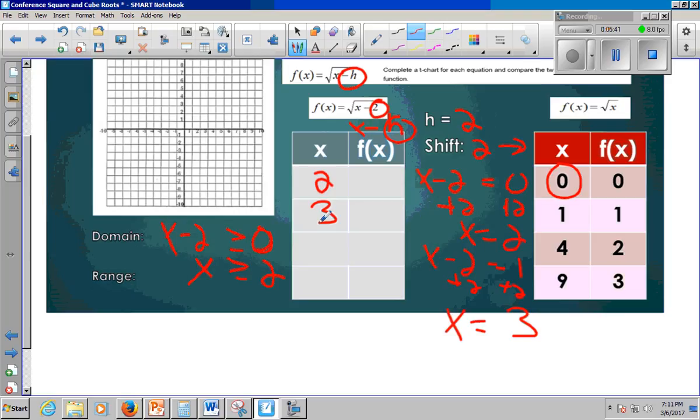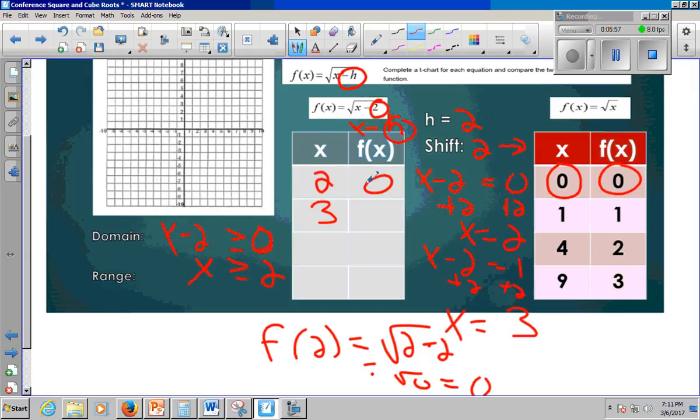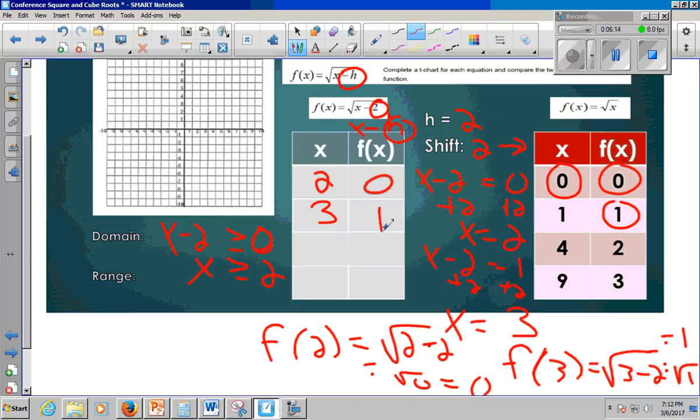Okay. Now, if I put 2 in, for example, f of 2, well, that's going to be the square root of 2 minus 2, which will be the square root of 0, which is equal to 0. So that's what our first value was in our y column. And then I picked f of 3. This is going to equal the square root of 3 minus 2, which is the square root of 1, which of course is 1. That's what a y column is. So does this make sense? Yes, because we're shifting it 2 to the right.